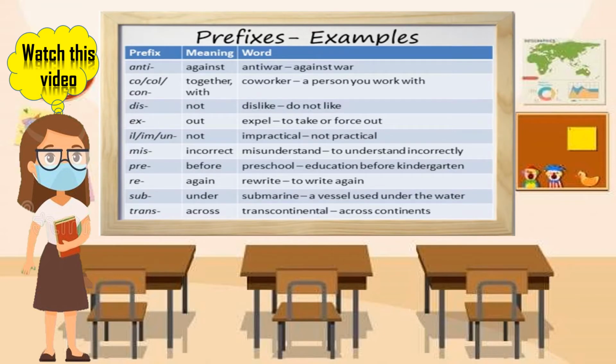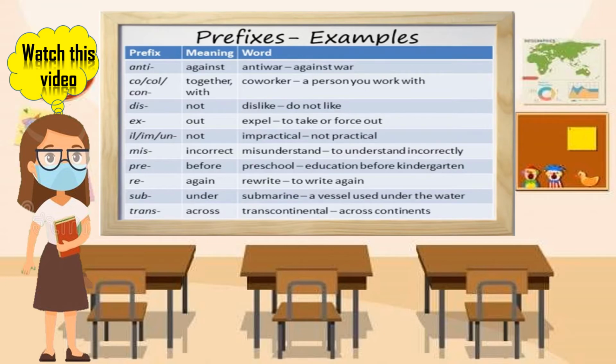The prefixes co, col, and con mean together or with. So for example, the word coworker means a person you work with. The prefix dis means not. So the word dislike means do not like. The prefix ex means out. So for example, the word expel means to take or force out.